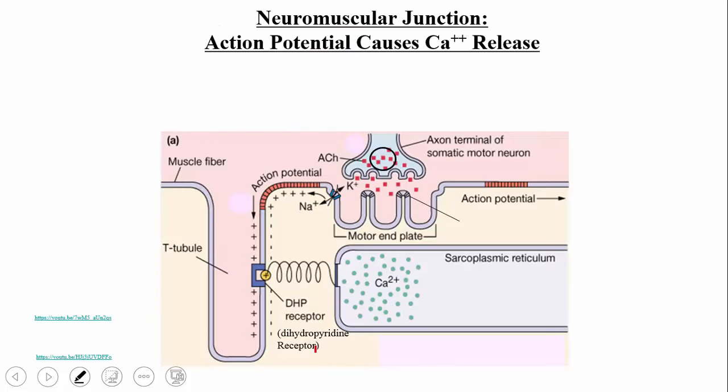Okay, so let's continue to the neuromuscular junction here. Basically, we're going to discuss how something called an action potential causes the release of calcium, and this leads to a muscular contraction. I encourage you to think of this in different steps.